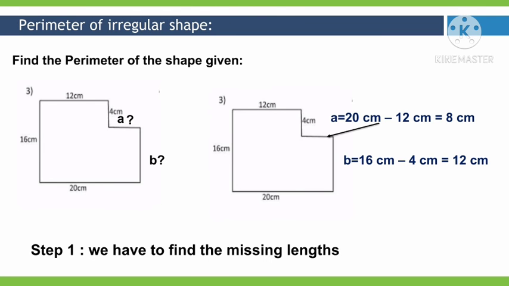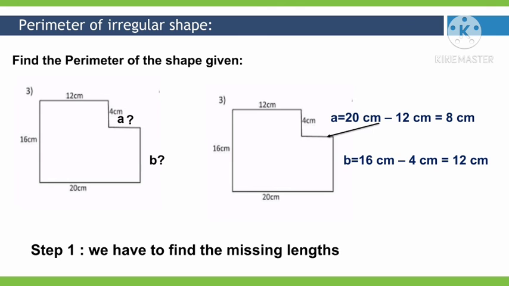Now look at one more sum of the same kind. You want to find the perimeter of the irregular shape given here. Look at the example here. Again the sides A and B are missing. Once we find the lengths of the missing sides, then you can easily find the perimeter by adding all the lengths. Now let's see how to find the length of A.